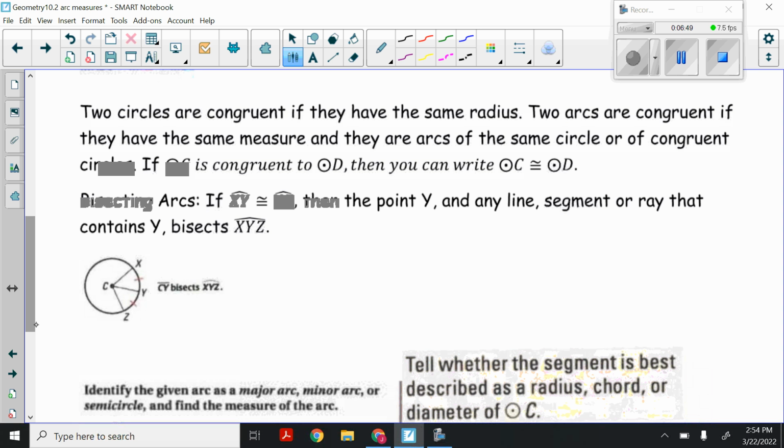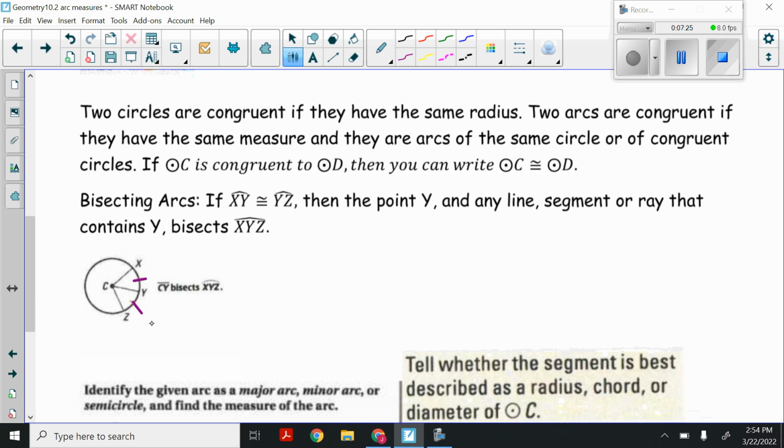Two circles are congruent if and only if they have the same radius. Two arcs are congruent if they have the same measure and they are arcs of the same circle or of congruent circles. So if circle C is congruent to circle D, then I can write circle C congruent to circle D. Bisecting arcs. Remember, bisect means cuts in half. If arc XY is congruent to arc YZ, down here in this picture, then the point Y and any line, segment, or ray that contains Y bisects arc XYZ. And then we put those tick marks there.